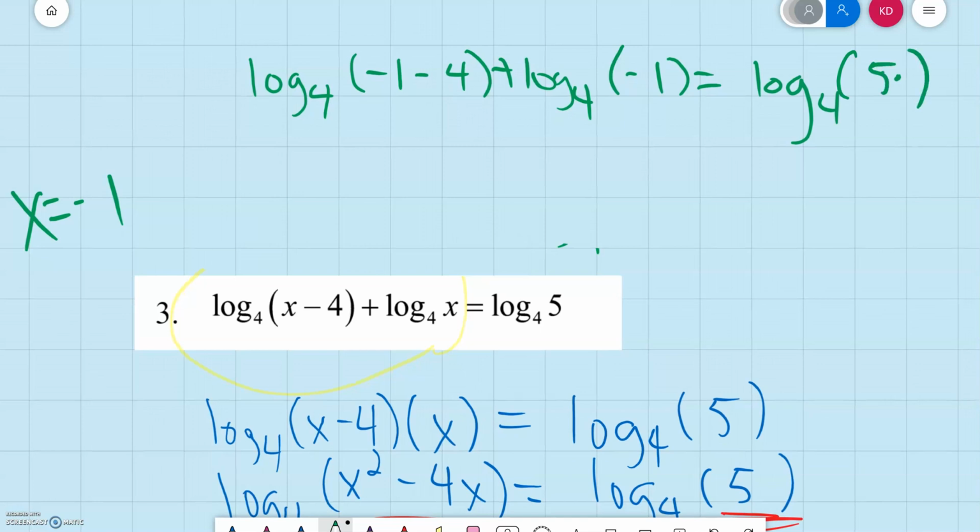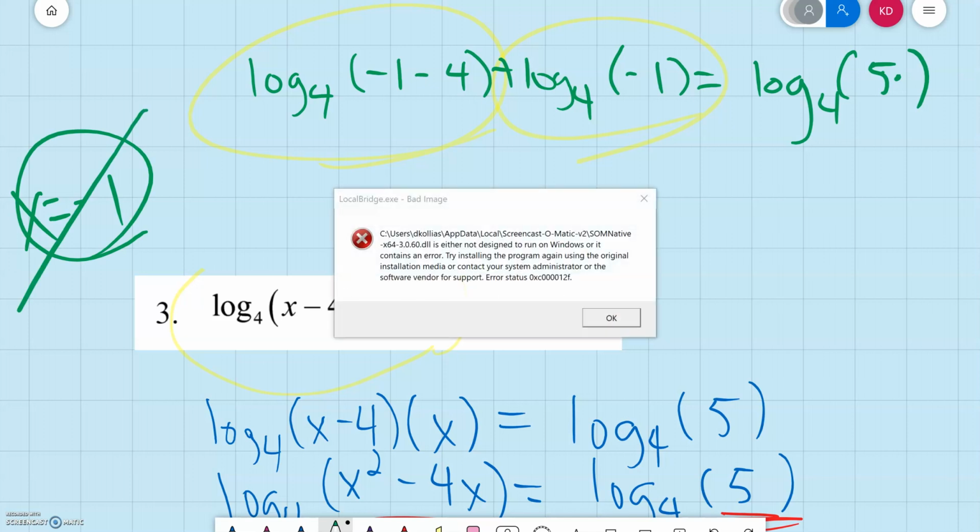I already can see that I've got issues here because there's no way that we can, on either of these log statements, raise 4 to any power and get a negative value. So negative 1 will not work. That's an extraneous solution.